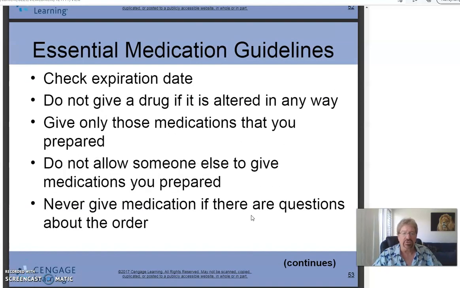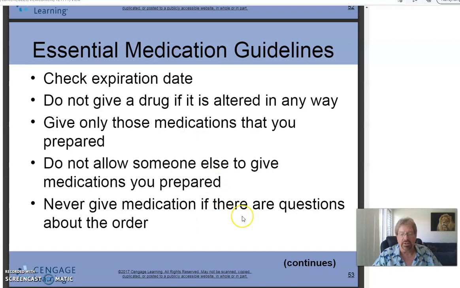Essential medication guidelines. Check the expiration date. Do not give a drug if it's altered in any way. Give only those medications that you prepared. Why? Because only you know for sure what you did. Don't let somebody else prepare it, another MA, your colleague, and then they run off to lunch and leave you with it or something. Do not allow someone else to give the medications you prepared. This is in line with what I just said here.